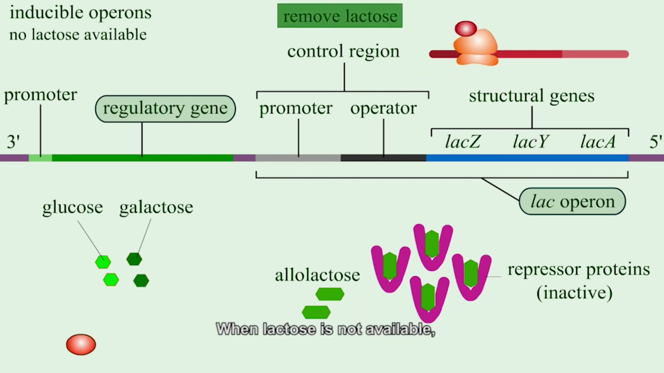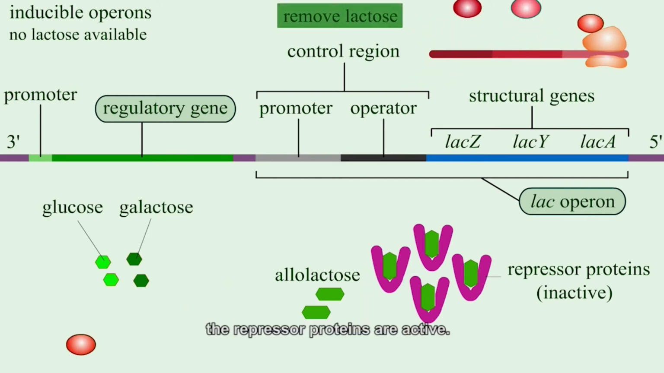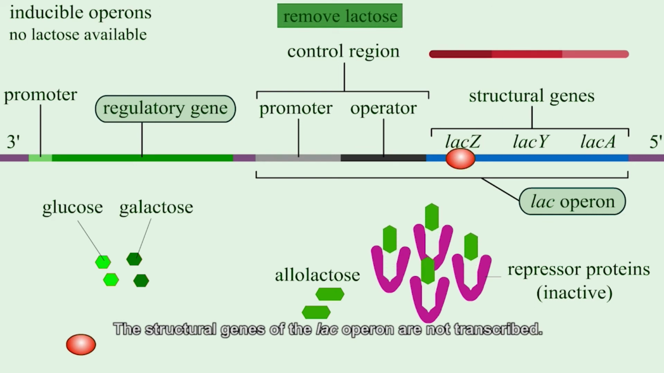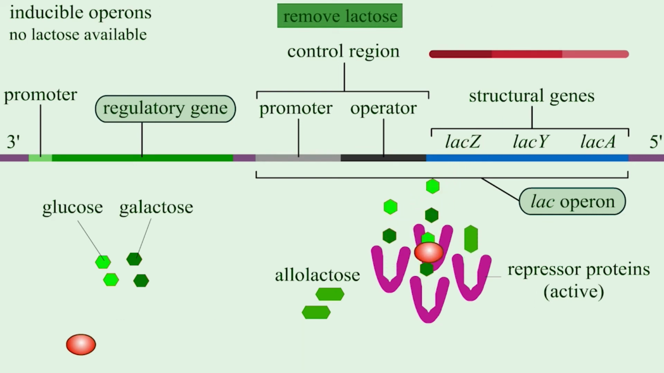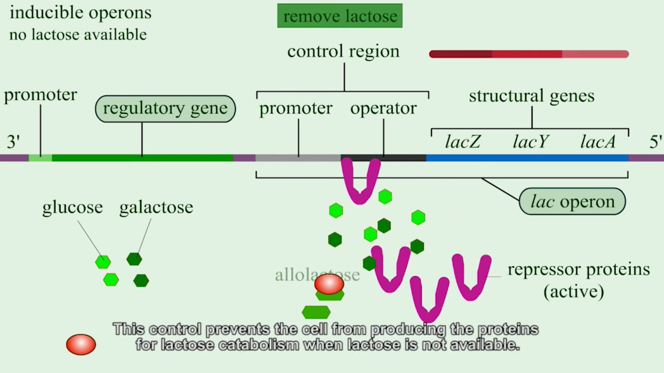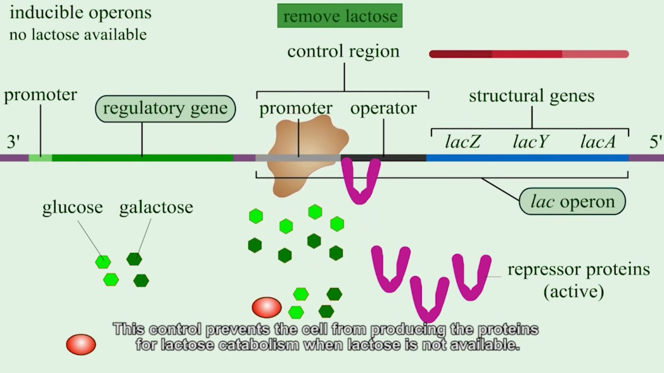When lactose is not available, the repressor proteins are active. The structural genes of the lac operon are not transcribed. This control prevents the cell from producing the proteins for lactose catabolism when lactose is not available.